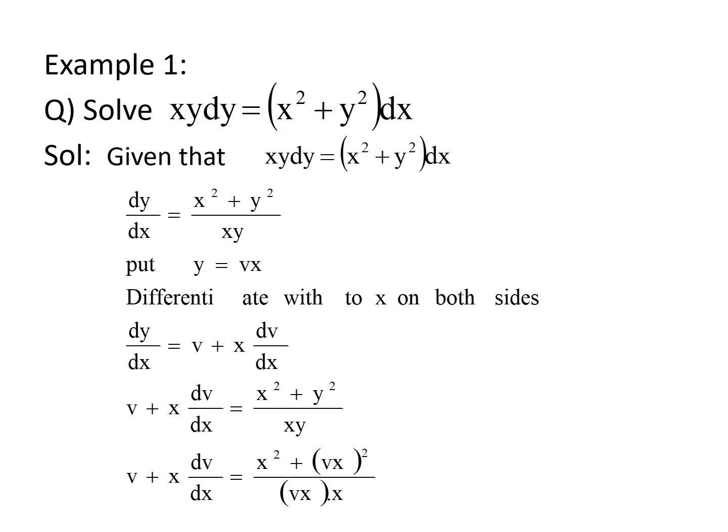We already have a value. Just replace with that value, x square plus y square by xy. Move on to the next slide. Next line, v plus x into dv by dx is equal to x square plus, in place of y we have a value that is vx, replace with that vx whole square by x, as it is. In place of y, replace with vx.